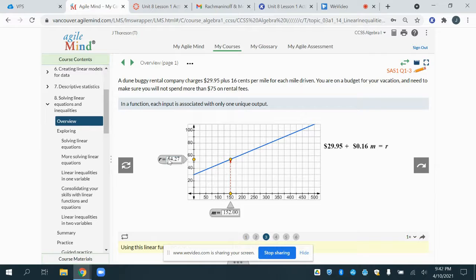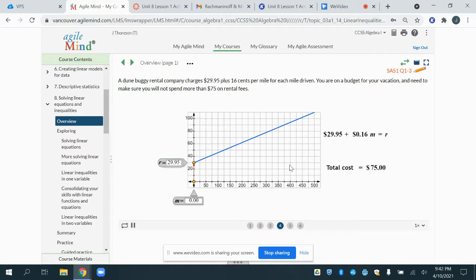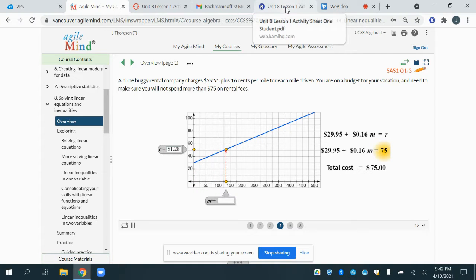Notice, hey, look at that. If I drive 152 miles, it costs $54.27. This formula tells me any price based on how many miles I drive: 16 cents for every mile plus the $29.95 charge just to rent. So this right here is telling us the answers. I think we're going to solve it now on our actual assignment.